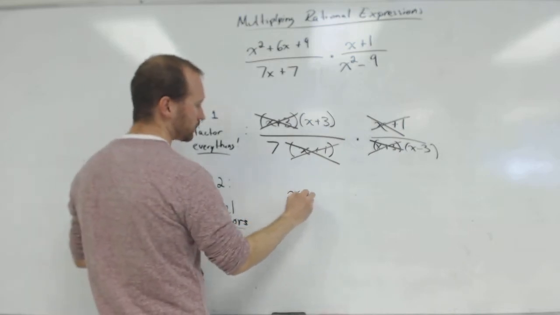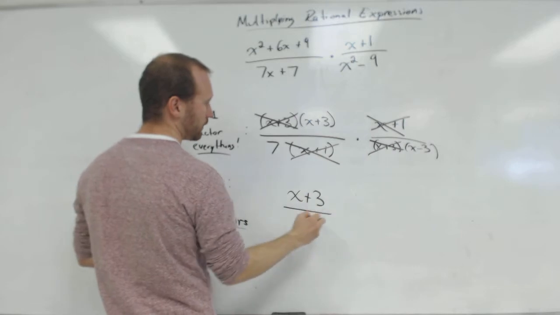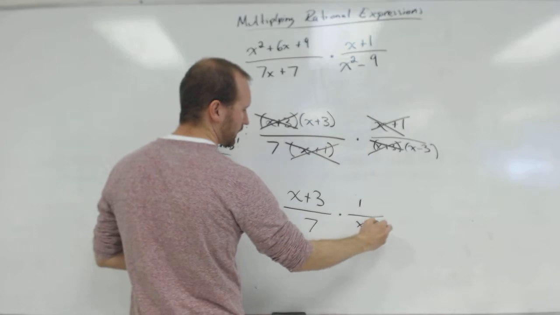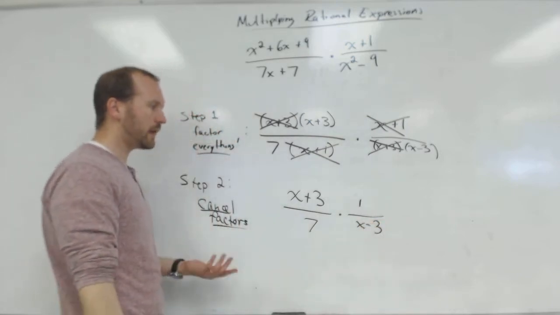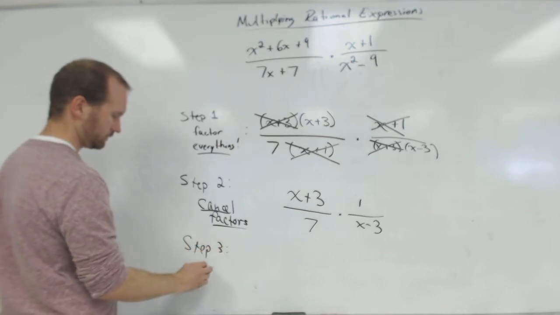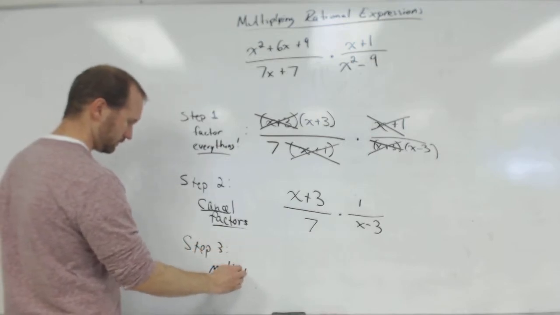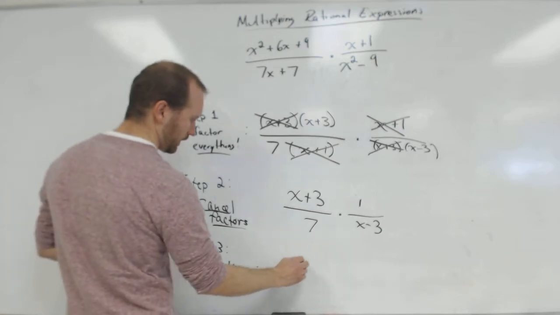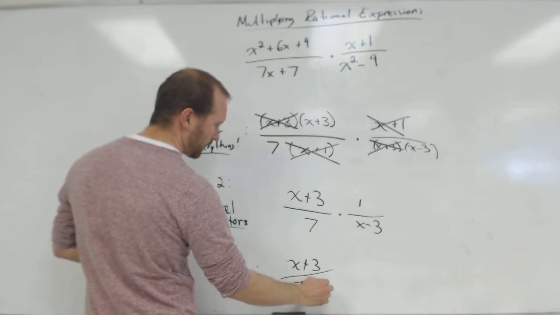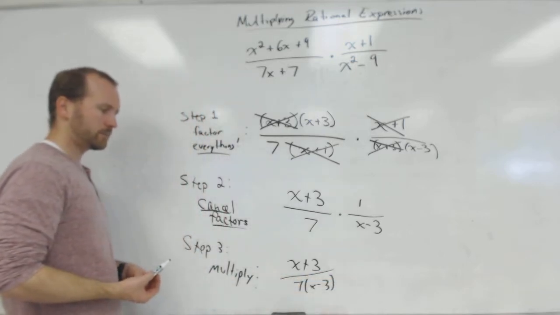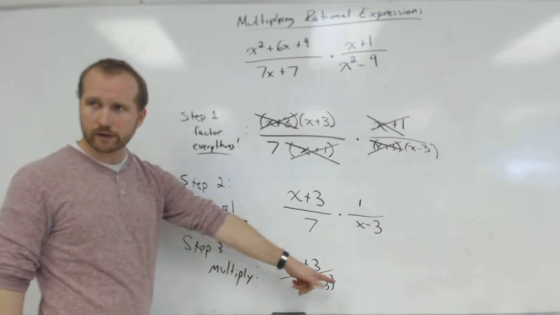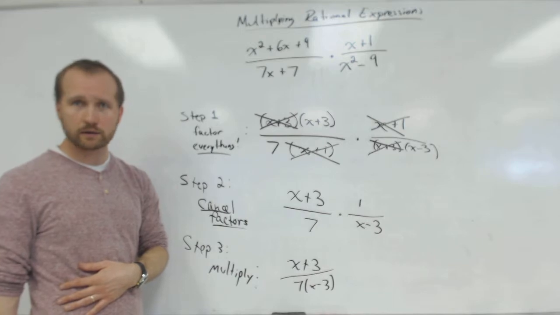So I've got x plus 3 over 7 times 1 over x minus 3. Then you have to multiply. And then I multiply. Then it's going to be x plus 3 over 7x minus 21. Yeah, x plus 3 times 1 is x plus 3. And then I would leave this factored probably. Just leave it like that. You could distribute this to have 7x minus 21. It wouldn't be wrong if you did that.